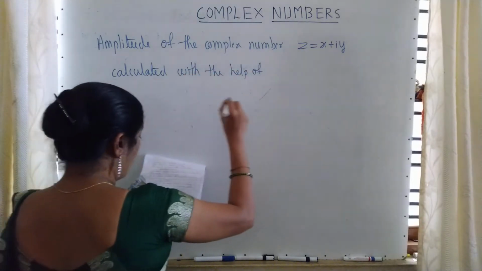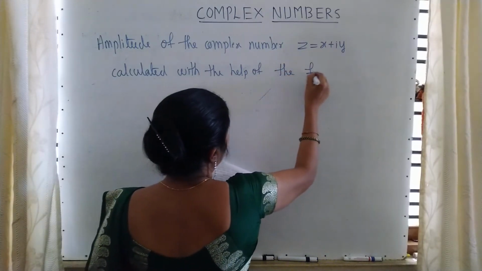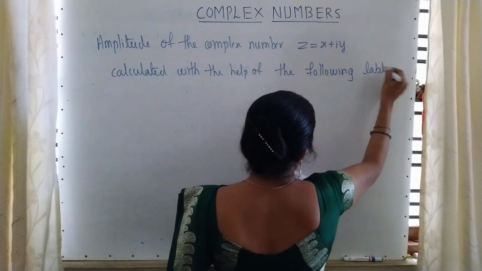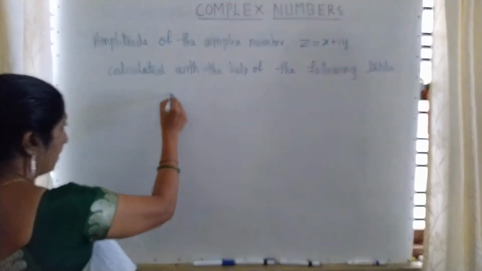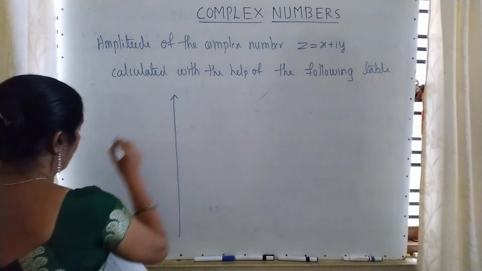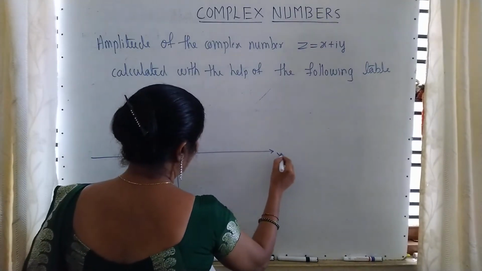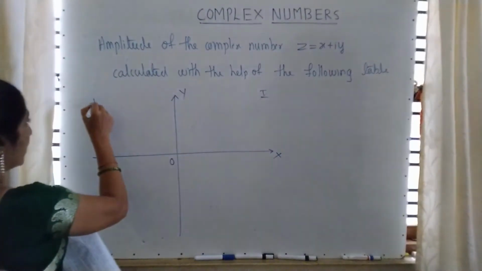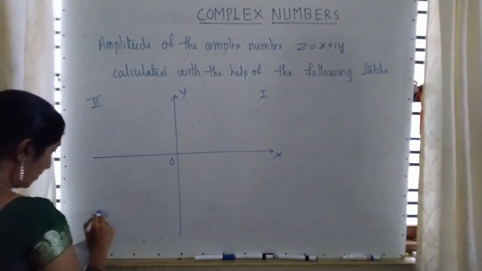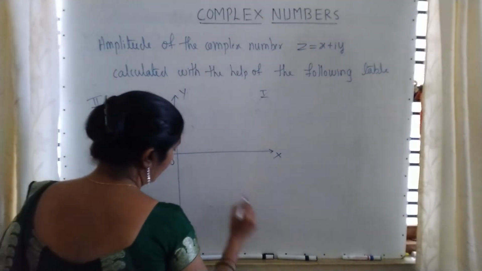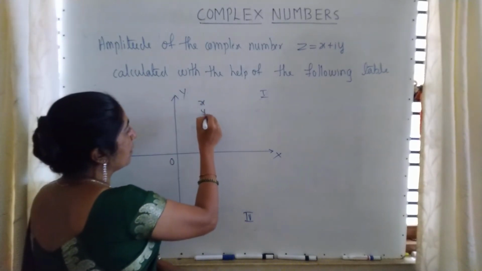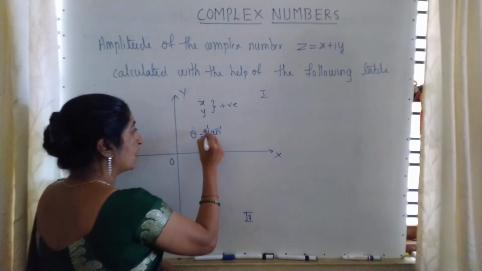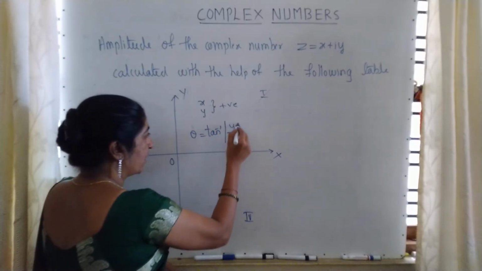with the help of the following table. This is the x-axis, this is the y-axis, this is the first quadrant. We are moving anti-clockwise. This is the second, this is the third, and this is the fourth. So in the first quadrant, x and y both are positive. At that time, theta is calculated as tan inverse y by x. No need to write the modulus, I simply wrote it here.